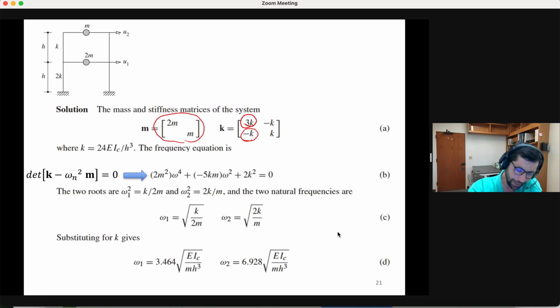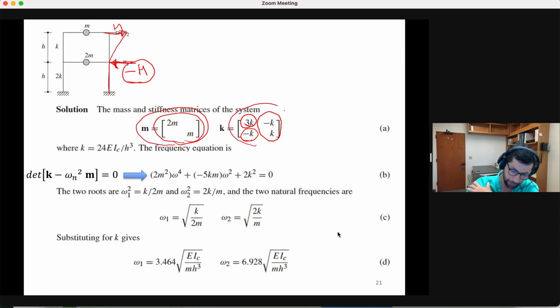When now I apply a unit displacement at the level above, the deformed configuration will be the following. At this level, the stiffness is going to be equal to minus k, meaning the reaction that I need to apply to keep this deformed configuration is minus k. The reaction that I need to apply now at this level is k, and therefore the stiffness matrix is minus k, k, okay? Well, then I now have the mass matrix, I now have the stiffness matrix.